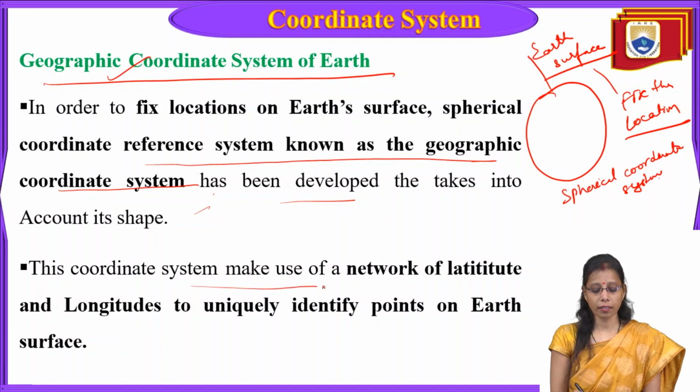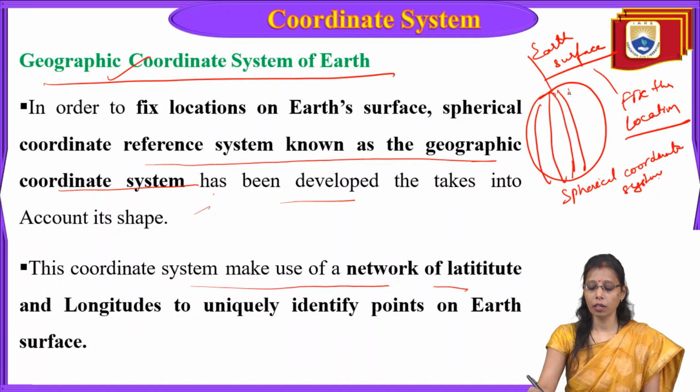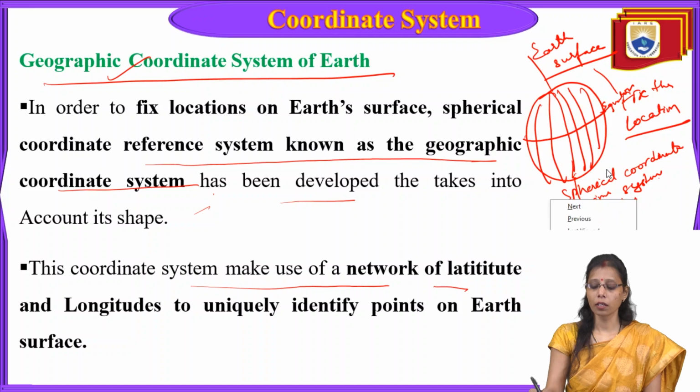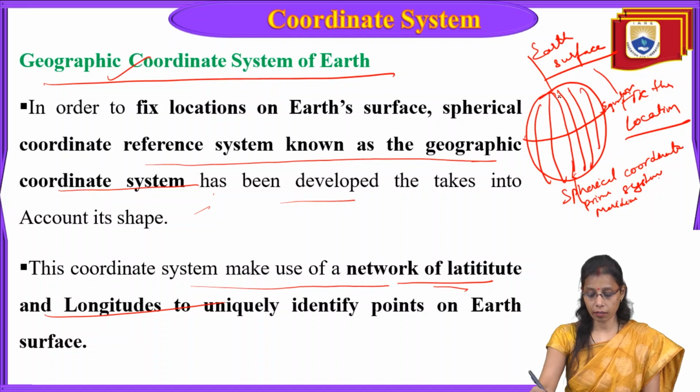This coordinate system makes use of a network of lines, suppose like this. So networks of latitude and longitude. This is the equator. Here you have the prime meridian. So it makes use of networks of latitude and longitude. Latitude here, this is the latitude.